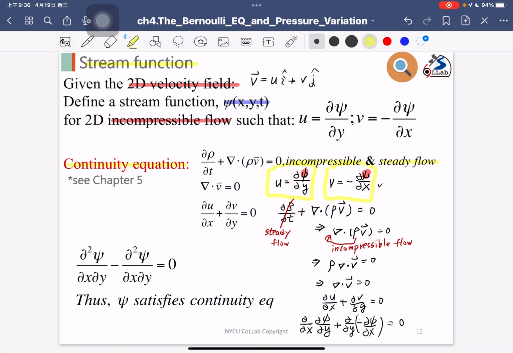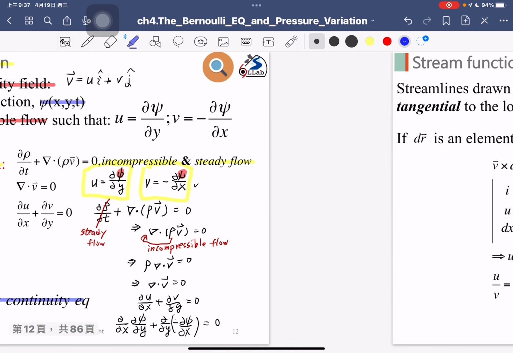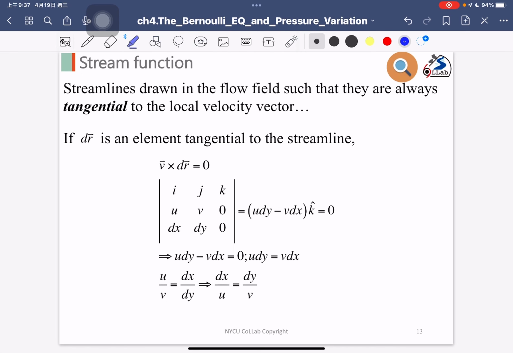So on this slide, I wanted to emphasize the condition. The stream functions always satisfy the continuity equation. Okay, if you cannot understand what I mean on the slide, the main idea is we want to know the psi function. The psi function is our stream function. If we know the psi function, we can draw the streamline. So wanting to draw the streamline is our final purpose. We know that the psi function always satisfies the continuity equation.